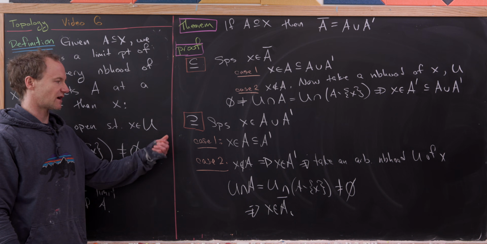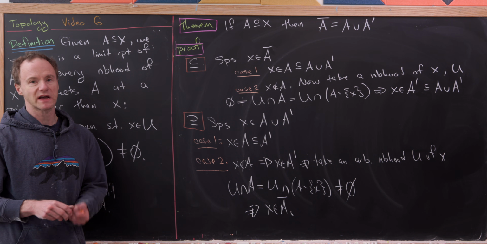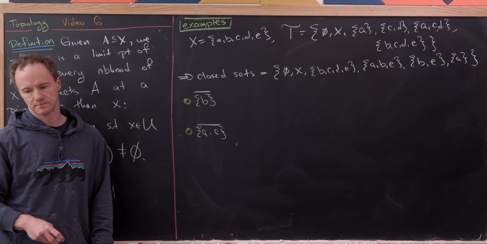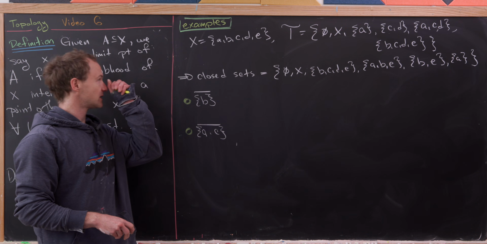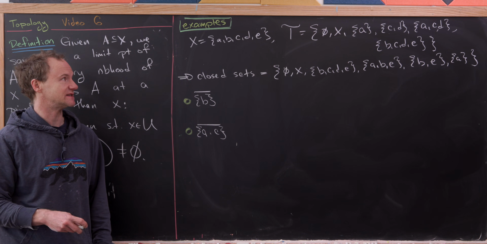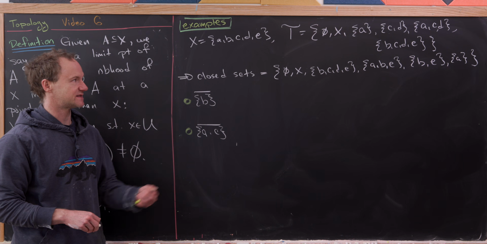And that finishes off this second containment, finishing the proof. Okay, so now let's look at an example, and then I'll leave you with some exercises. For our example, let's take X to be a 5-element set. We'll name those elements A, B, C, D, E. And then we'll define the following topology on this set.